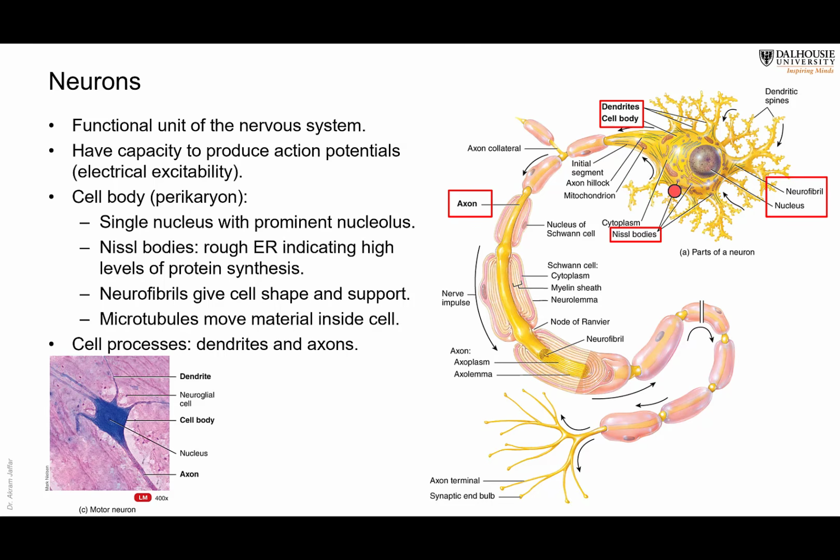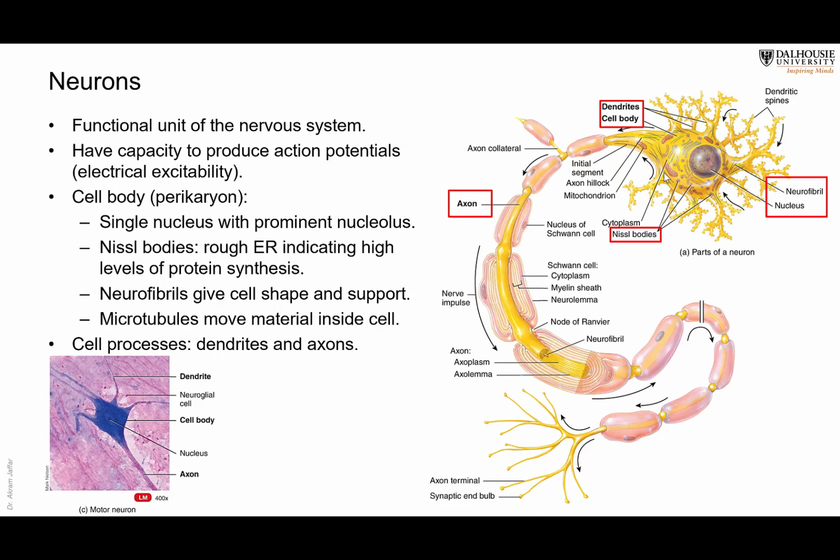This is the cell body, also called the perikaryon. You can see that it has a single nucleus with a very prominent nucleolus. The presence of a nucleolus usually indicates a good amount of protein synthesis. Not only that, there's another indication here: they have what are called Nissl bodies. There are multiple dots called Nissl bodies. In fact, these are rough endoplasmic reticulum as we see them under the light microscope.